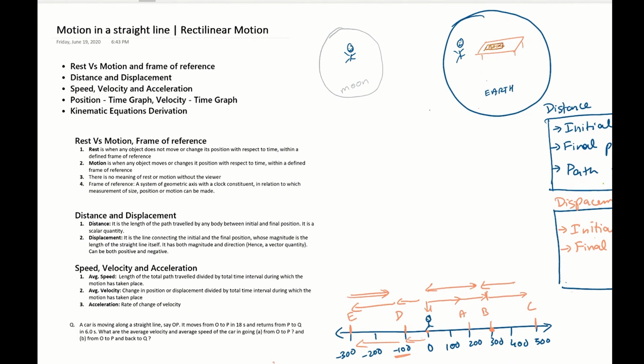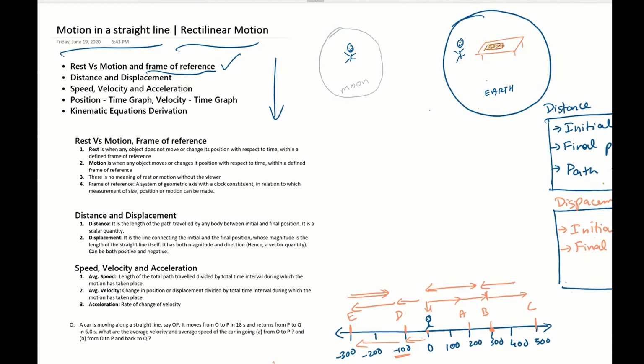Today we'll be looking at the basics of kinematics by specifically focusing on motion in a straight line, which is also known as rectilinear motion. We'll start by defining some of the key concepts by understanding what we mean when an object is at rest or in motion, and why it is important to define a frame of reference when mentioning that an object is at rest or in motion.